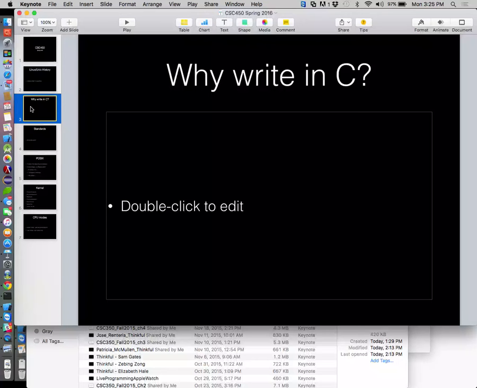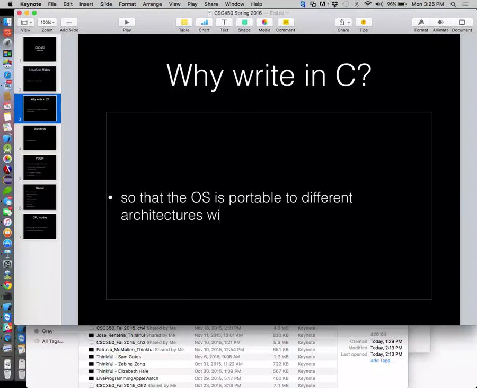How can we write an operating system, in this context Unix, in such a way that it's platform independent, or at the very least more platform independent than the assembly version? We're going to say the assembly version is extremely platform dependent. So why write an operating system in C? So that the OS is portable to different architectures with, let's say, minimal work.